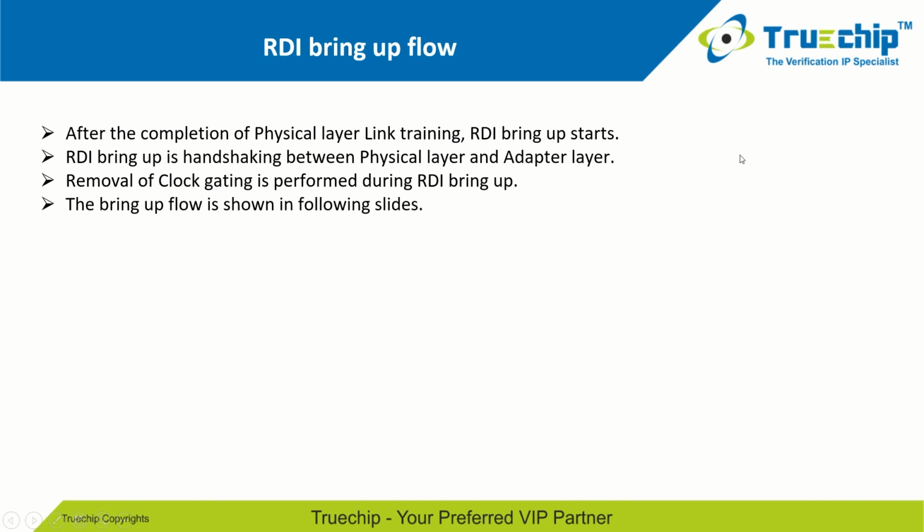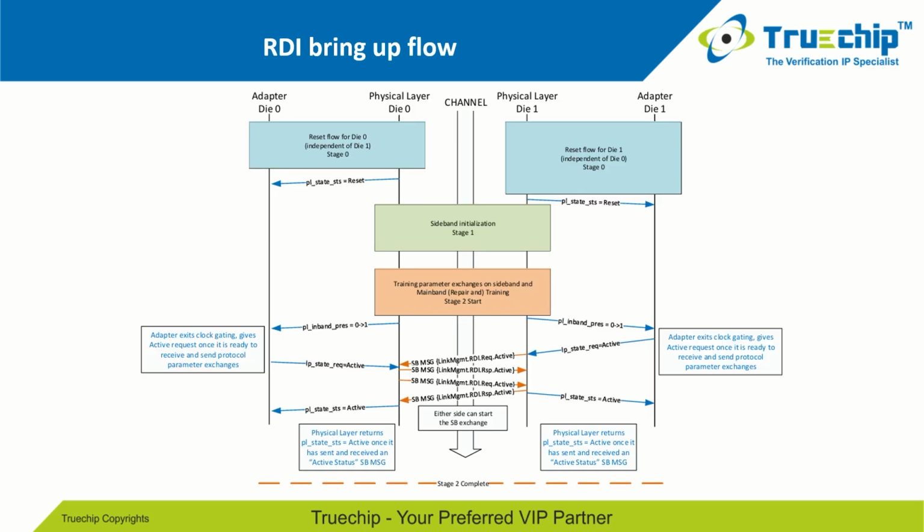So moving further, let's have a look at the RDI bring up flow. After completion of physical layer link training, RDI bring up starts, and RDI bring up is a handshake between the physical layer and the adapter layer. The removal of clock gating is performed during RDI bring up. This RDI bring up flow takes place between the PHY layer and adapter layer, and after the completion of RDI bring up, the adapter can start the parameter negotiation.